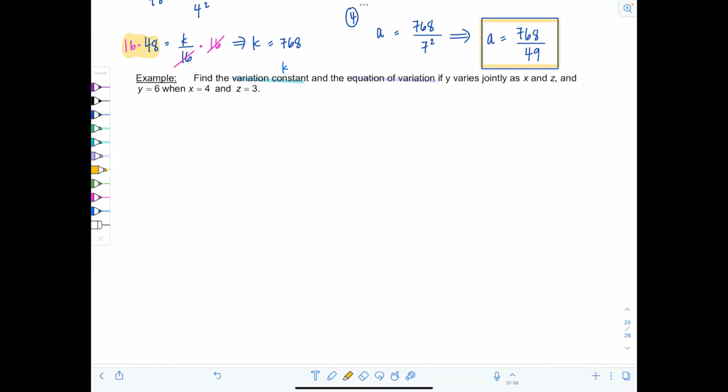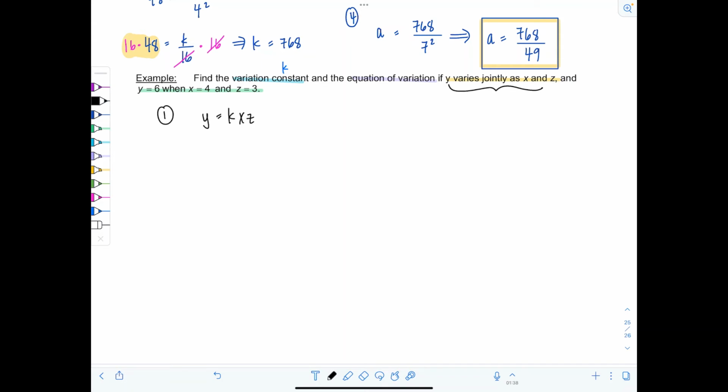if y varies jointly as x and z, and y equals 6 when x equals 4 and z equals 3. So for this one, they just want us to find k and the equation of variation. We don't have that fourth step of answering an extra question, so that's kind of nice. So let's go ahead and write the generic model. They told me here y varies jointly as x and z. Do you remember how to express that relationship? Good. It's y equals k times x times z.